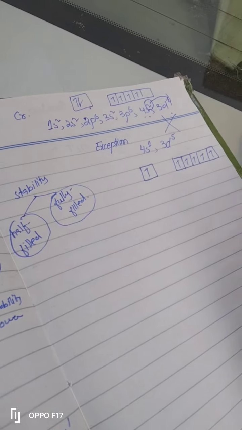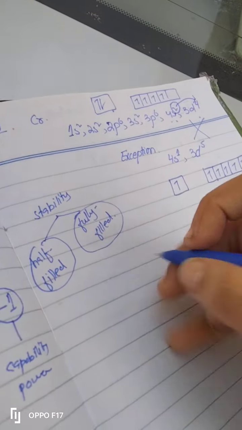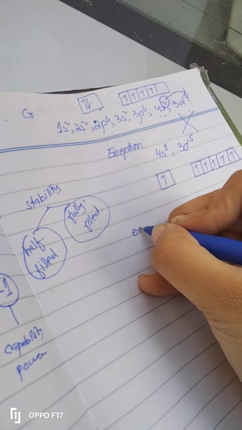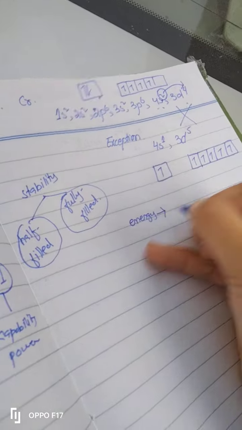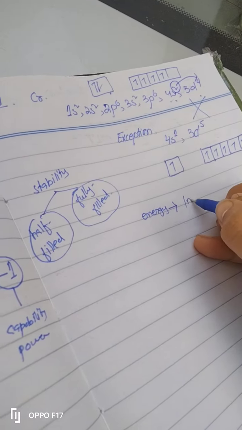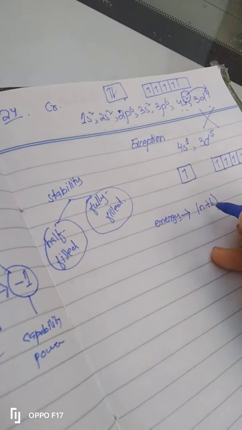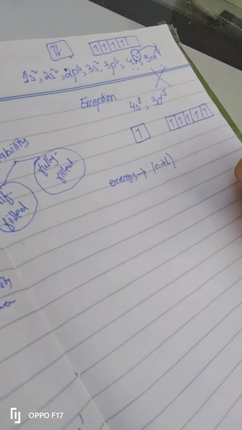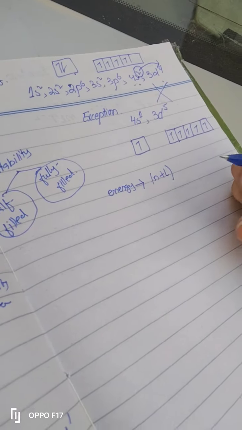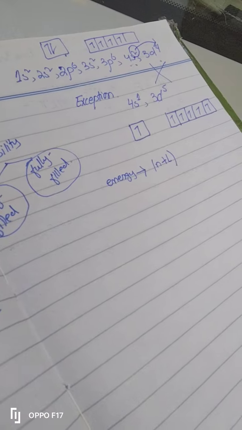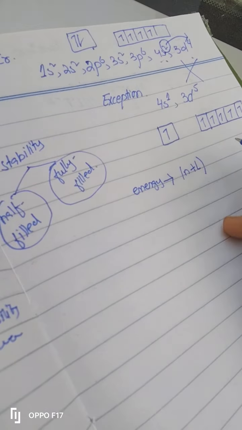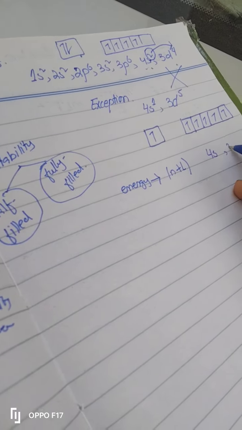Okay, now let's talk about energy. We know that we can find energy by the n plus l rule, where n shows the principal quantum number and l shows the azimuthal quantum number, right? So over here you can see, let's talk about 4s and 3d, right?